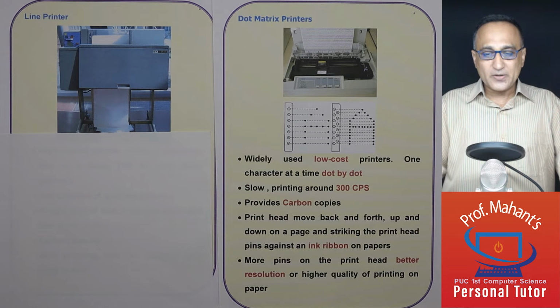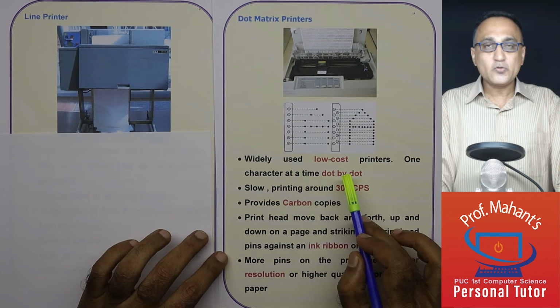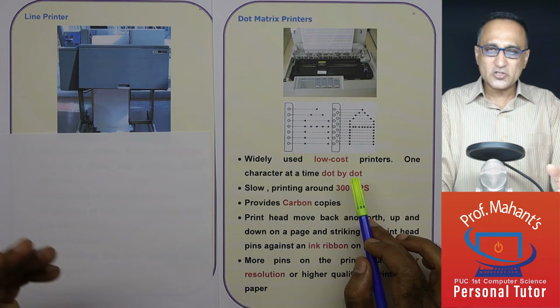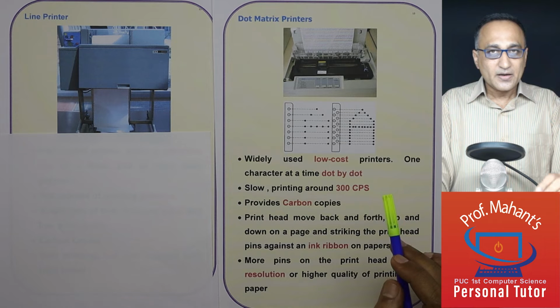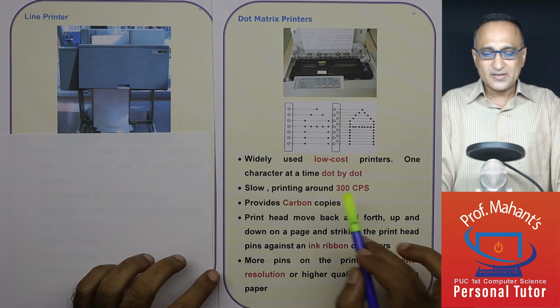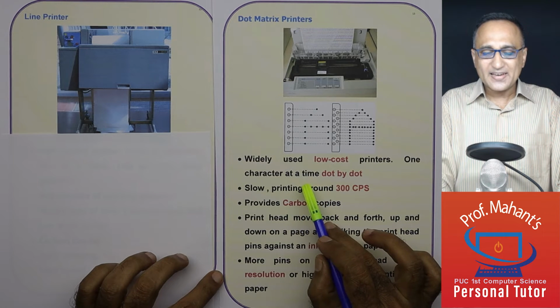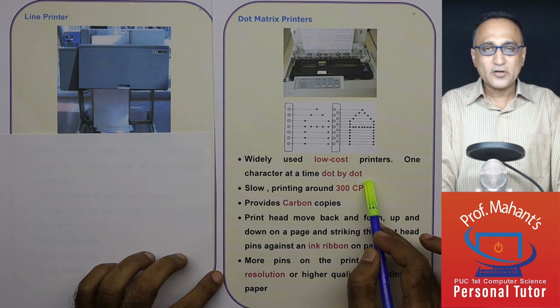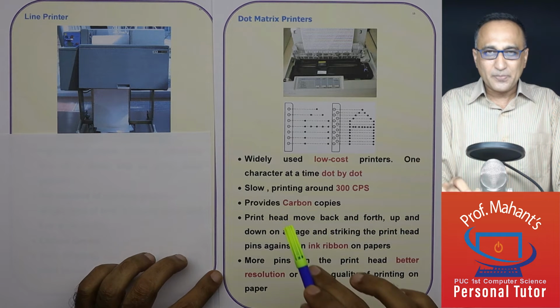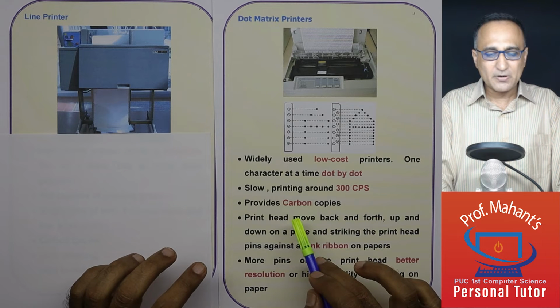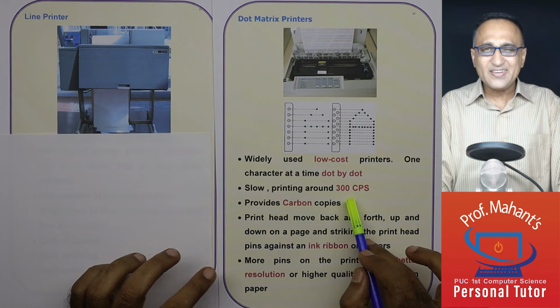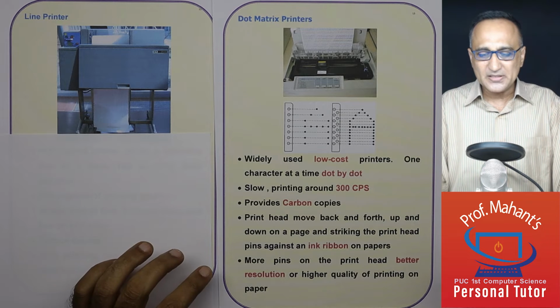The dot matrix printer is probably the most widely used low cost printer. It's used in small businesses, large industries, almost everywhere. The thing with the dot matrix printer is it can just print one character at a time, that too dot by dot. The printing is extremely slow, it's heavily noisy, it can print carbon copies, and it prints around 300 to 500 characters per second.